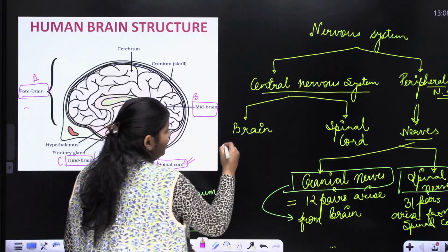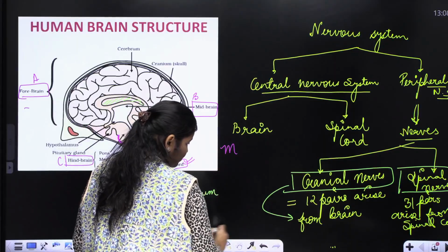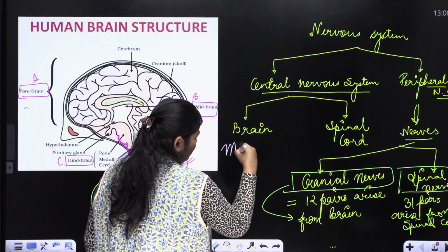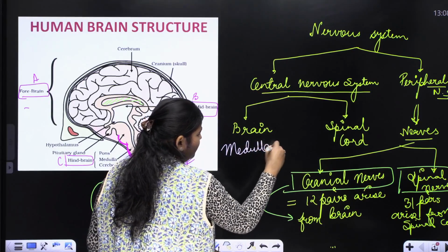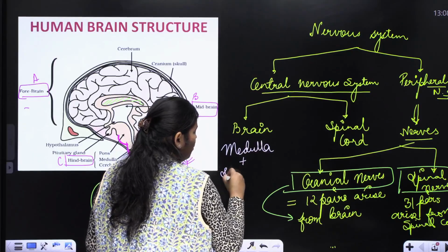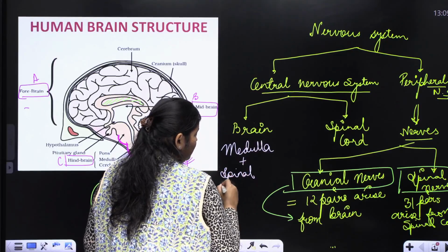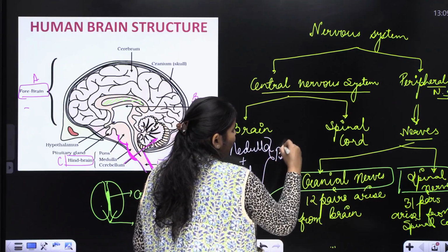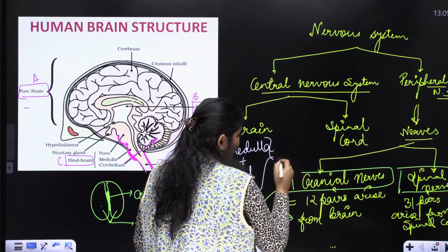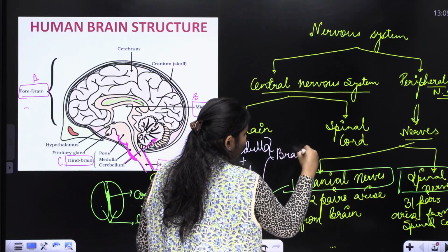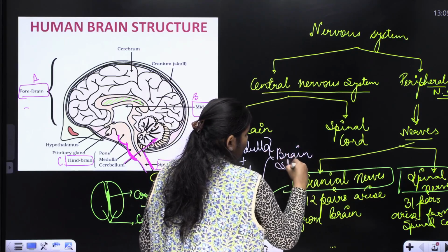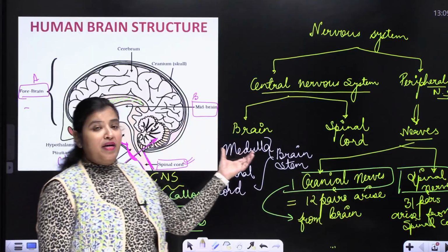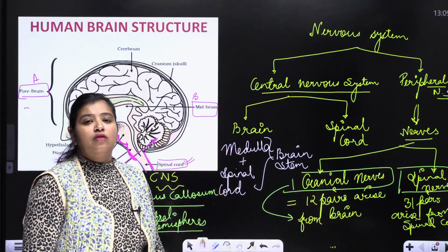So medulla of the brain and the spinal cord is said to form the brain stem. It forms the brain stem. So which part of the brain is involved in forming the brain stem? It is the medulla along with spinal cord.